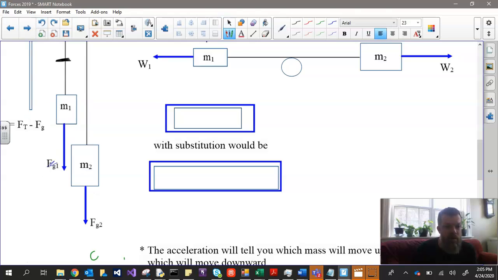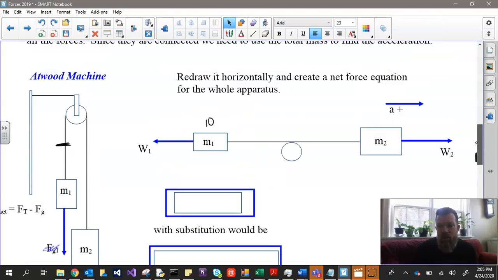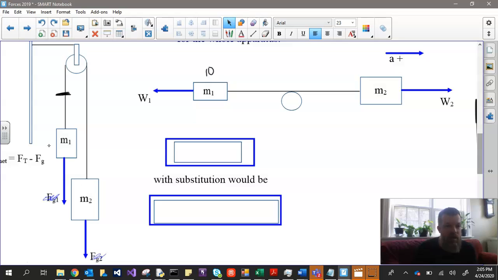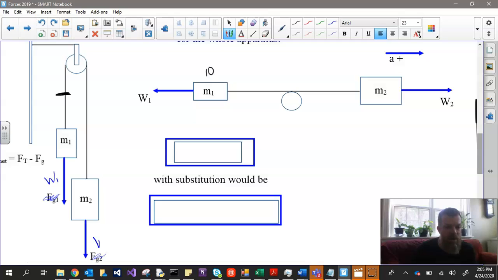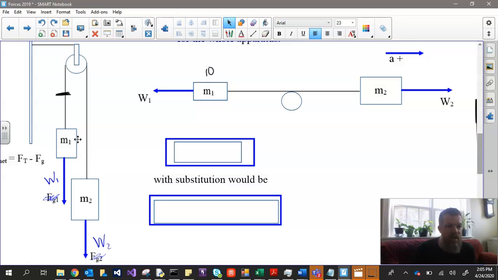I'm going to cross this out, because we're using W. If I look at this, it's a pulley system, and the part on the left wants to go down because of its own weight, gravity pulling it down, and the one on the right also wants to go down. I call that weight 2. If I did F net for this, the forces are both going downward, but they can't both go downward. One has to go up and one has to go down.